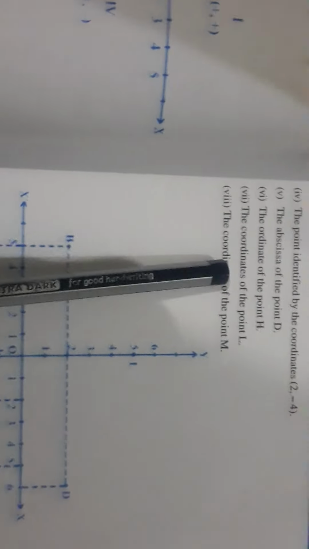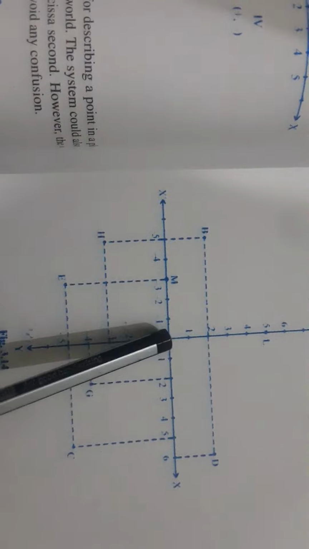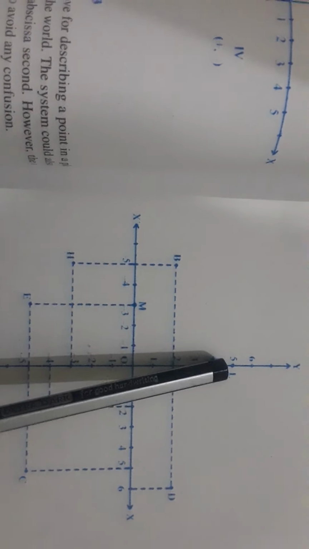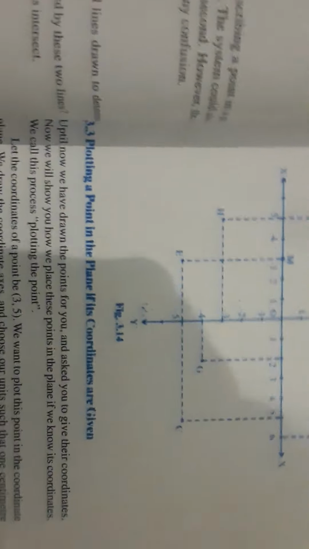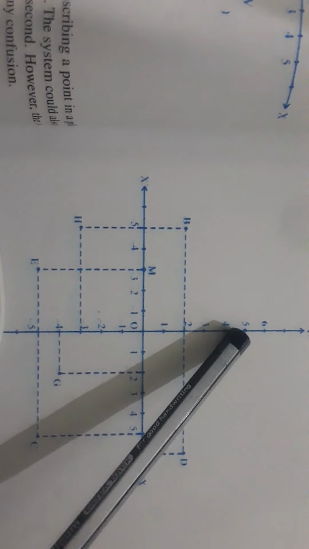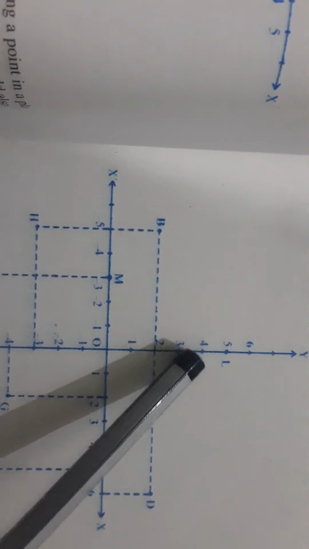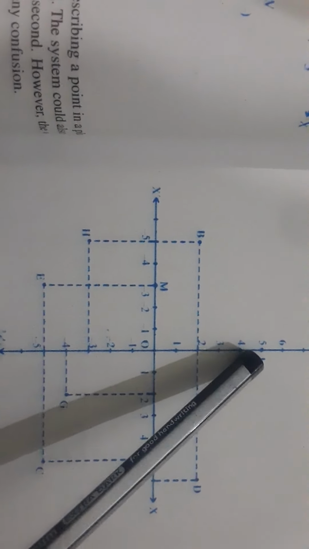Next question, the coordinate of point L. We can see here L is on 5 on the y-axis and 0 on the x-axis. So the coordinate of point L in the above figure is the distance of point L from the x-axis and y-axis. Therefore the coordinates of point L are 0 and 5. 0 from the x-axis and this is y, it is on 5. So 0 is on the x-axis and y is 5 on the y-axis.